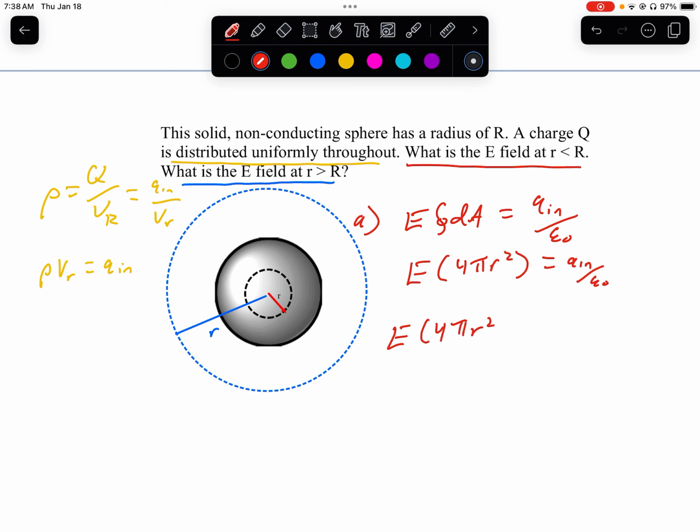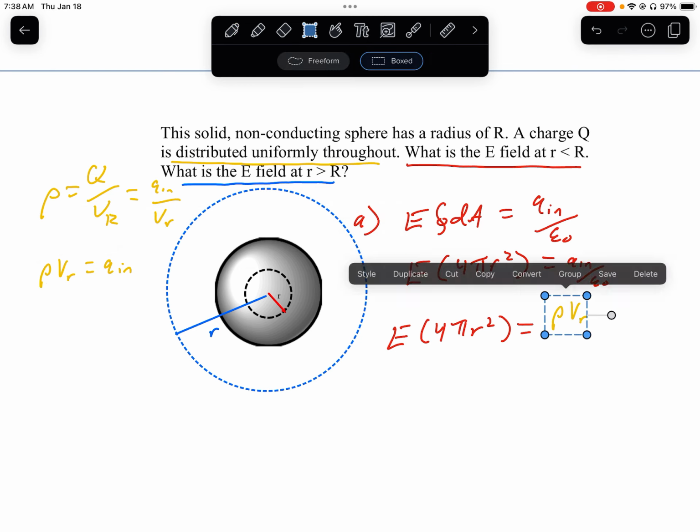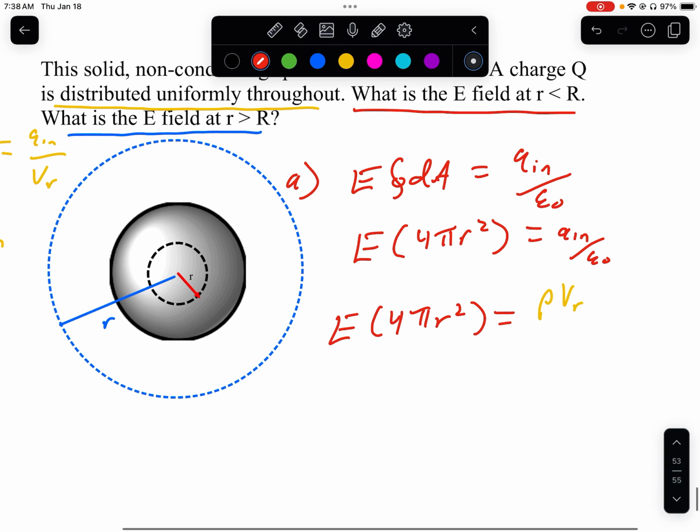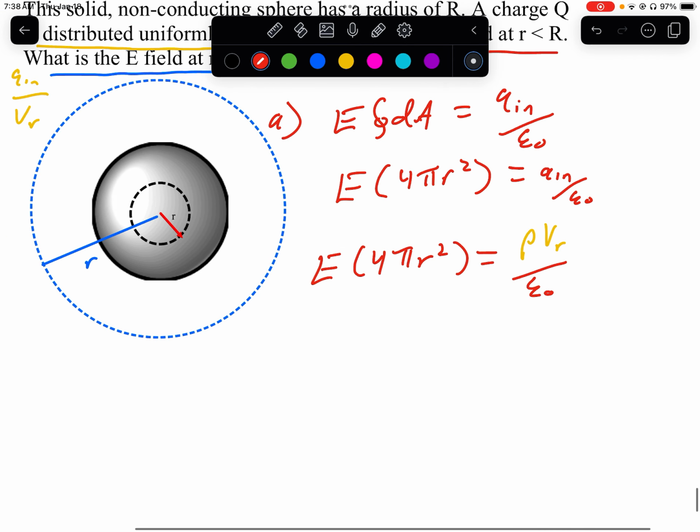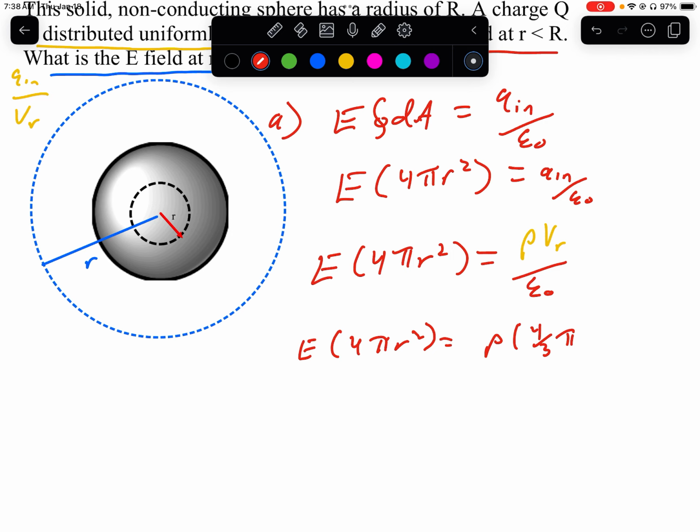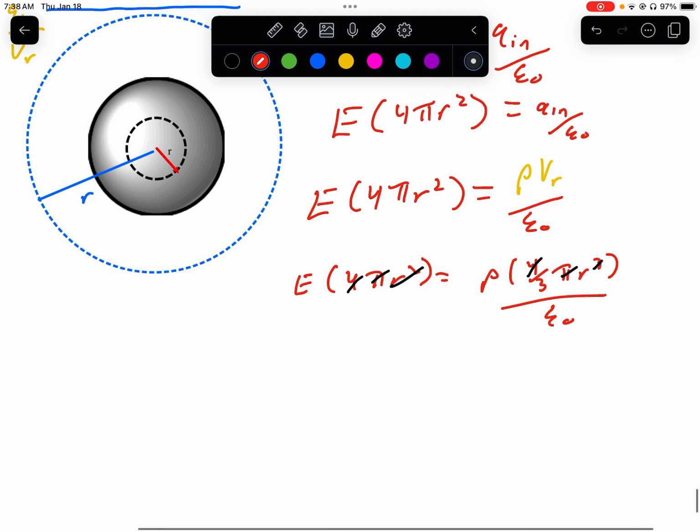So 4 pi r squared E is equal to rho times 4/3 pi little r cubed over epsilon naught. We've seen this already. Now we get to do the canceling, which is so satisfying. Cancel, cancel, cancel. E is equal to rho r over 3 epsilon naught.